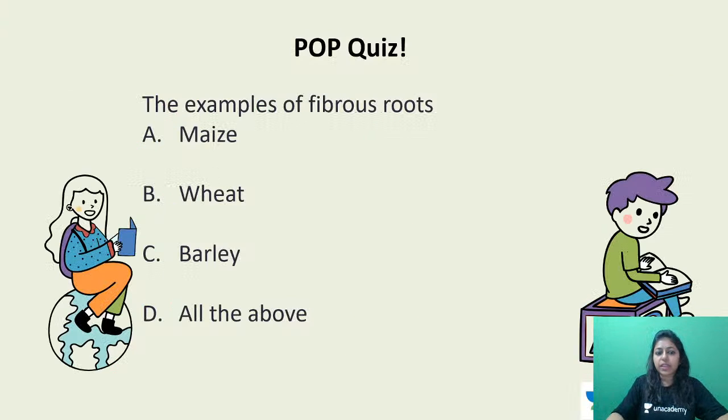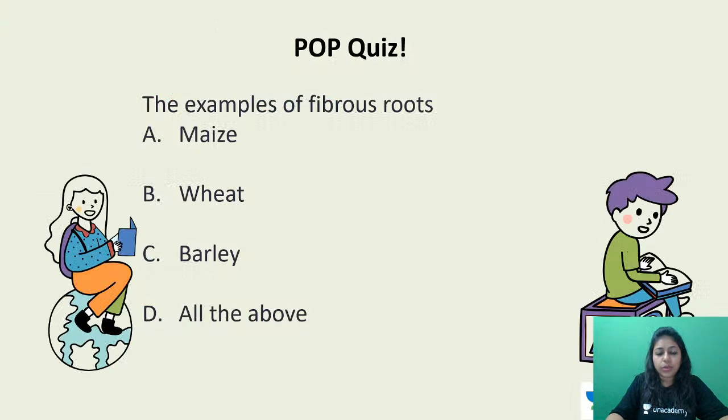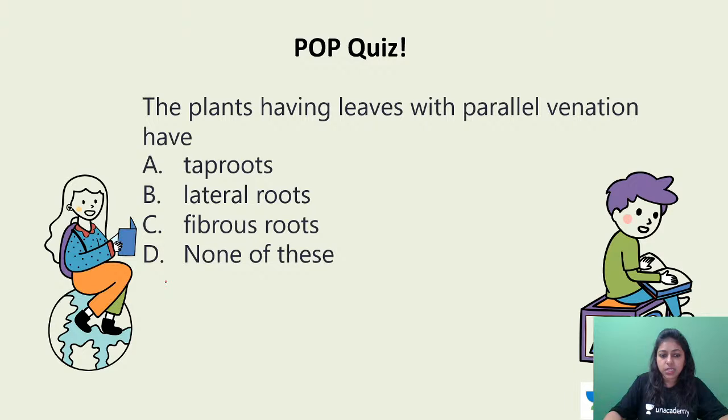Now, some questions to test your knowledge, how much have you understood? So tell me the example of fibrous roots. Where do we have the fibrous roots? Remember here I told you. Some examples of taproots: carrot, turnip, gram, China rose, whereas fibrous roots: banana, wheat, maize, onion, bamboo. So now you can answer this question. What are the examples of fibrous roots? Is it maize? Is it wheat? Is it barley or all of them? Tell me. So it is all of them. Right, it is all of them.